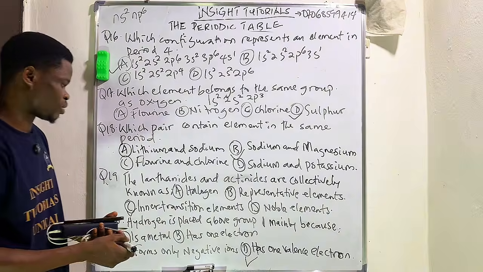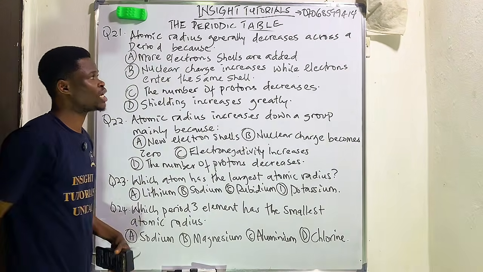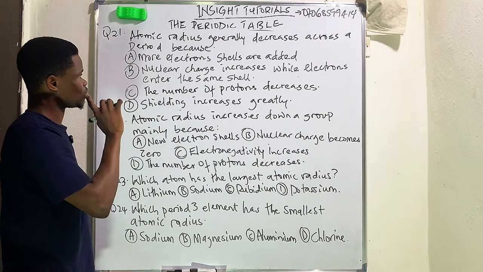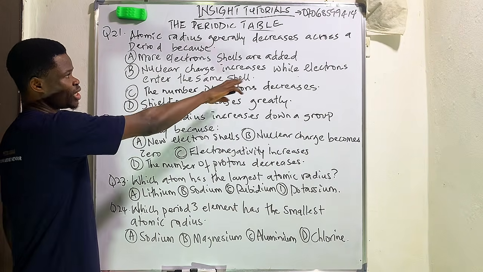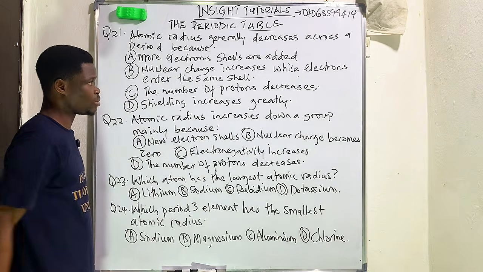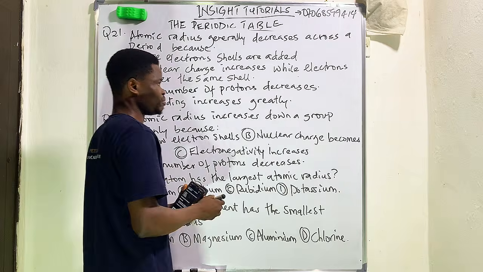All right, so very important for you to note that. They say atomic radius generally decreases across a period because, these are the options: A, more electron shells are added. B says nuclear charge increases while electrons enter the same shell. C says the number of protons decreases, and D says shielding increases greatly.